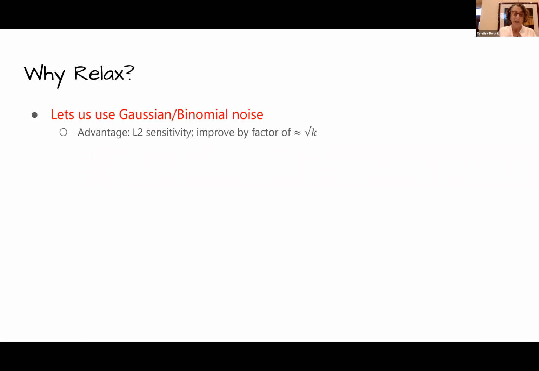Another advantage of Gaussian noise is that we have almost the same algorithm, but we're now adding Gaussian noise whose standard deviation looks something like delta epsilon over f, just like the parameter was before. But we get to use L2 sensitivity for delta instead of L1 sensitivity. So when we're looking at many counting queries, for example, this lets us improve by a factor of square root of k.